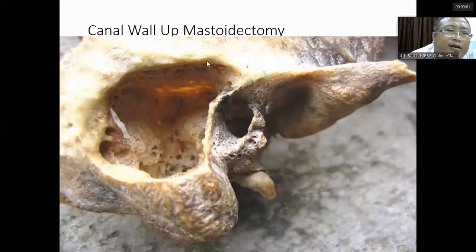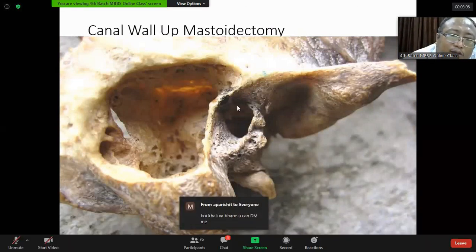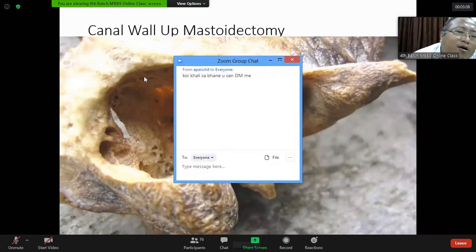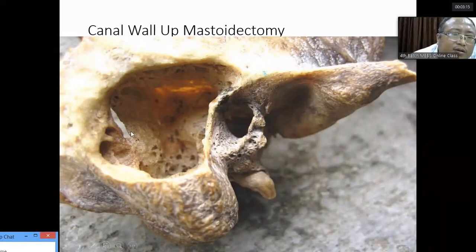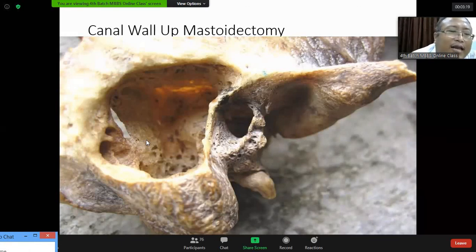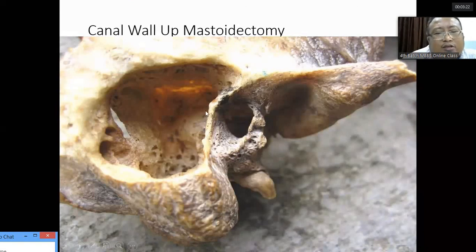So, in case of canal wall up, or the simple mastoidectomy, the bony canal is intact, but we have removed all the diseased air cells from the mastoid air cell system. After surgery, it might look like this. This is done in an isolated bone, and this is how it looks. This is the mastoid tip, and this is the dural plate. There is a dural plate, and above it there is the brain area, and this is the sinus plate area. If we break through that, we get into the sinus area, meaning the large vein may come into account.